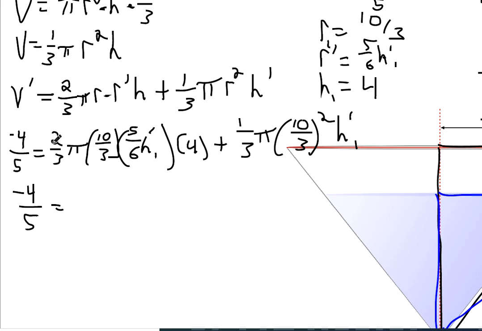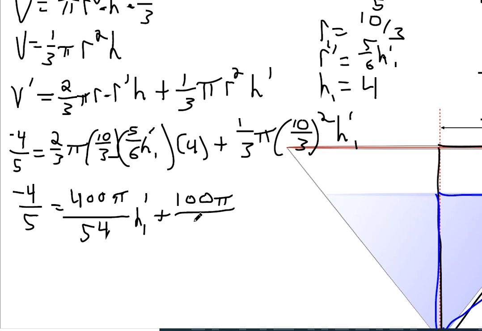So we multiply straight across the numerator. 2 times 10 makes 20. 20 times 5 makes 100. And I'll put the pi in the numerator. Times 4, so that makes 400 pi in the numerator. 3 times 3 makes 9. 9 times 6 makes 54. This is all h sub 1 prime. And then we have 100 pi, 9 times 3 makes 27, h sub 1 prime.